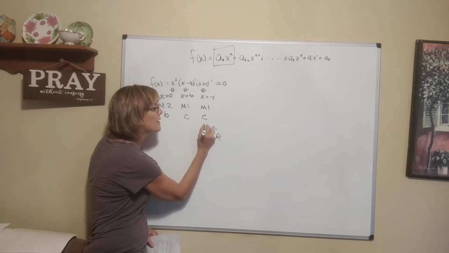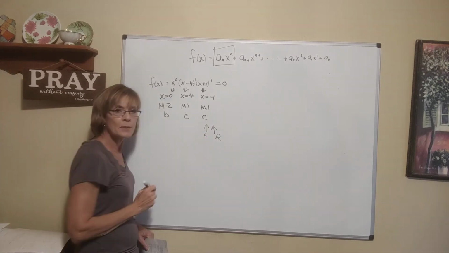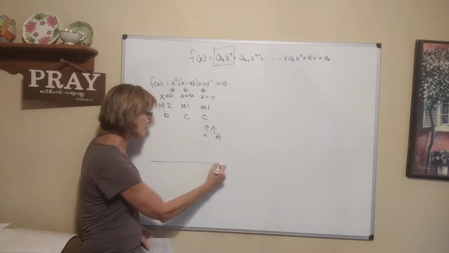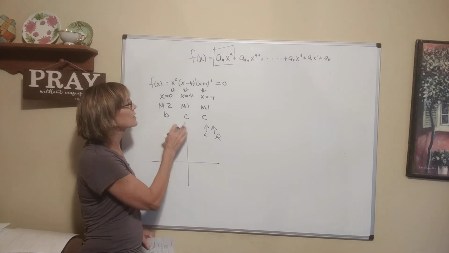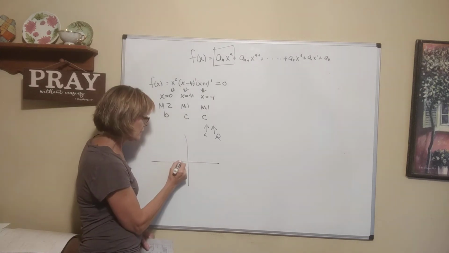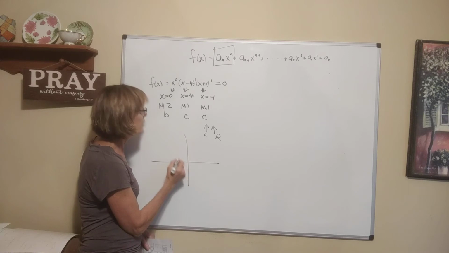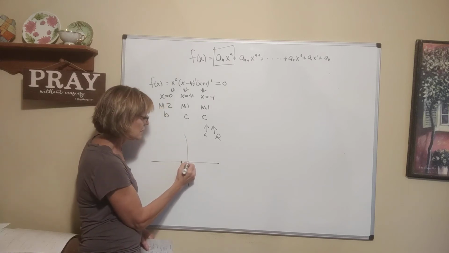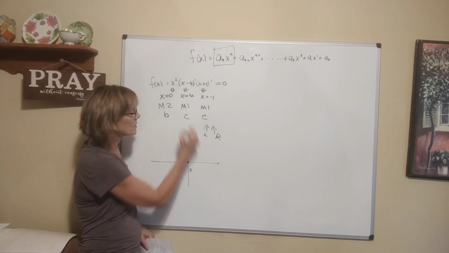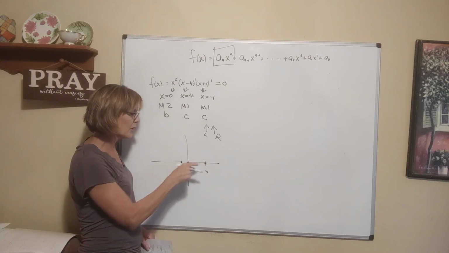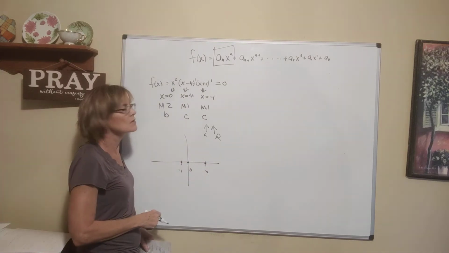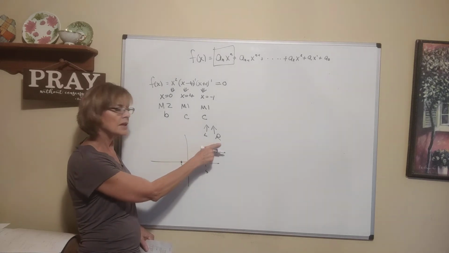That means the left behavior will match whatever the right behavior is: up left, up right. Here is our x-axis. We're going to mark our zeros on here. One is at negative 1. This is negative 1. One is at 0. This is 0. And one is at 4. This is 4. You don't have to be all that accurate about where this is. It's just we're sketching. It's okay. The end behavior is up left, up right.